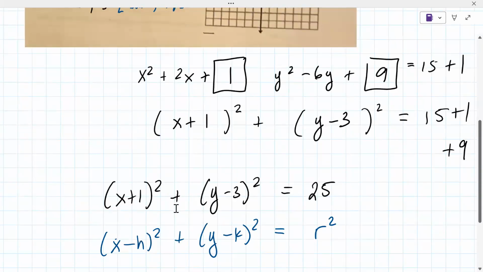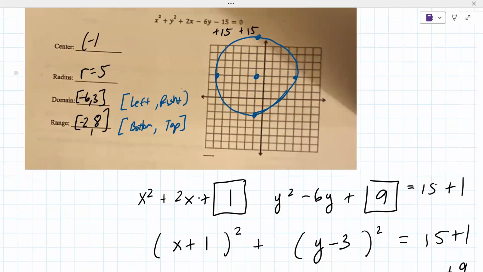For the domain, left to right, I mean it's the leftmost x value, and then the rightmost x value, and then the bottom y value, and then the top value. Okay, I'm gonna write that down on my notes.